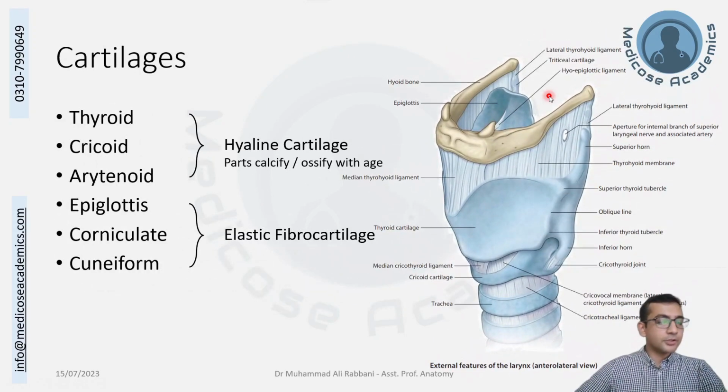And then there is a thing about their histology. The thyroid, cricoid, and especially the upper half of the arytenoid, these are hyaline cartilages, at least partially. Epiglottis, corniculate, and cuneiform. I'm sorry, this is the lower end of the arytenoid. Thyroid, cricoid, and lower end of the arytenoid, these are hyaline cartilages. And the epiglottis, corniculate, cuneiform, and maybe the upper part of arytenoids, these are elastic fibrocartilages.